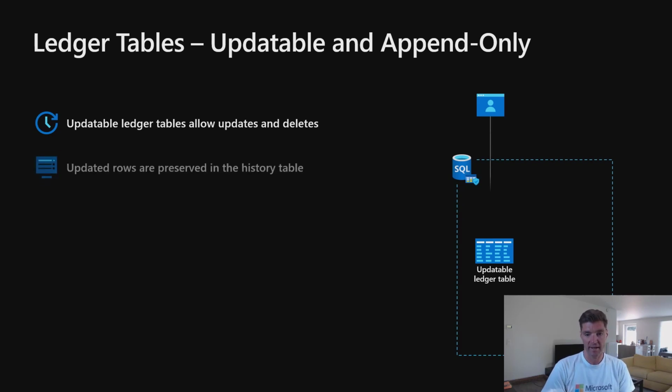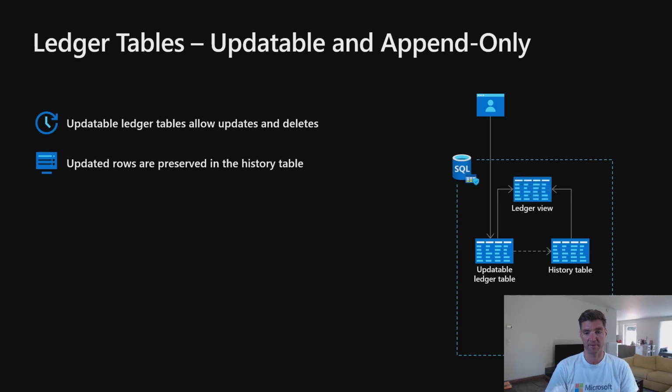Assume that a customer is updating a row in an updatable ledger table. What we're going to do is, first of all, let me use my laser here. Okay, so a customer is updating the row in the ledger table. First of all, we're going to keep the old version of that row in the history table. And then, of course, we're going to update that specific row in the updatable ledger table.